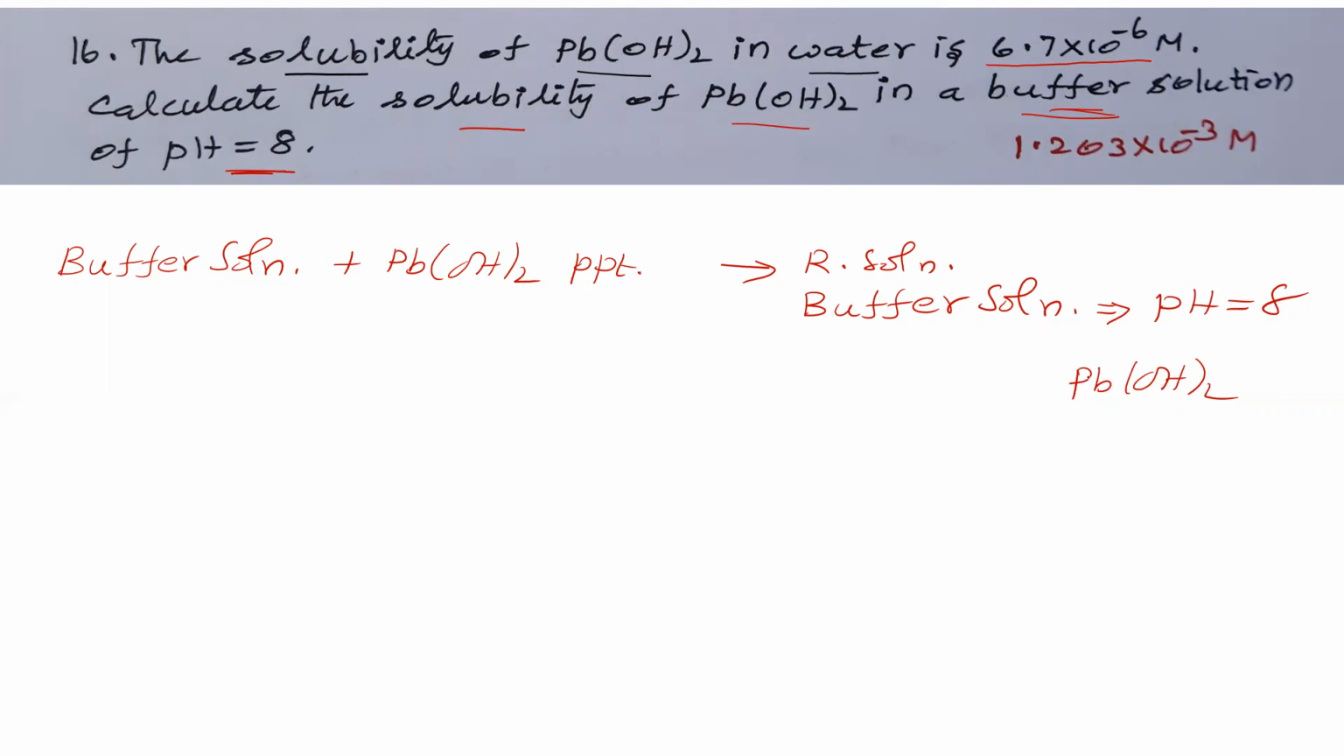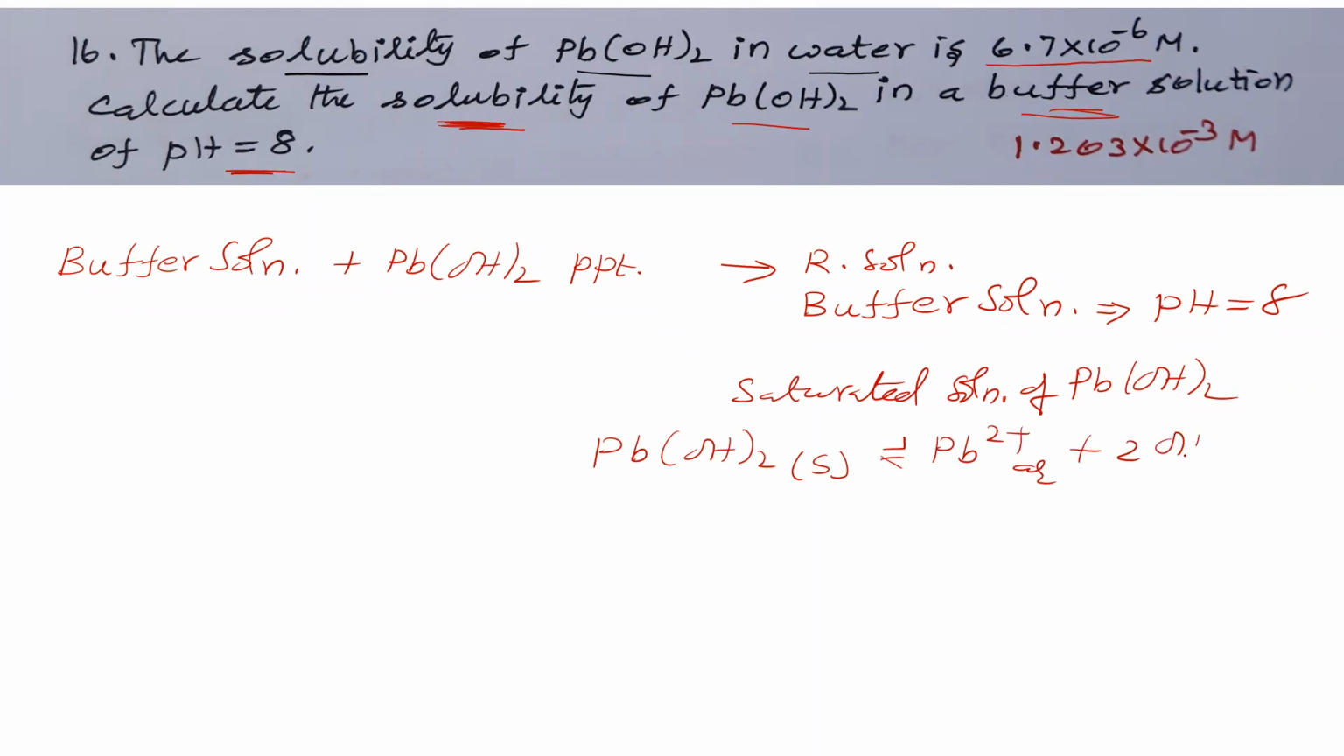We are saying that Pb(OH)2 is present in the resultant solution, and we have to find its solubility. That means the resultant solution is a saturated solution of Pb(OH)2. For a saturated solution of Pb(OH)2 we have to write the equilibrium: on the left side Pb(OH)2 solid, and on the right side Pb2+ aqueous and OH- aqueous.